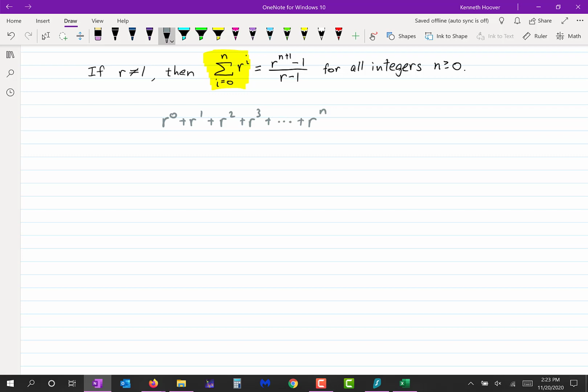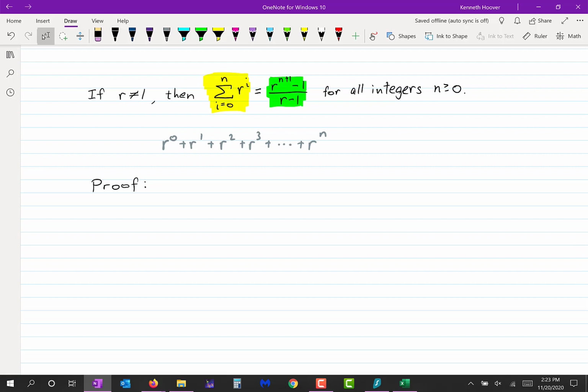Okay, and we want to prove that that equals this for all integers n starting with 0. So let's prove that by induction. It'll be just like last time. It's not going to be difficult. You just need to follow the format. I'll leave the left side highlighted yellow and the right side highlighted green. This formula is our statement P of n.